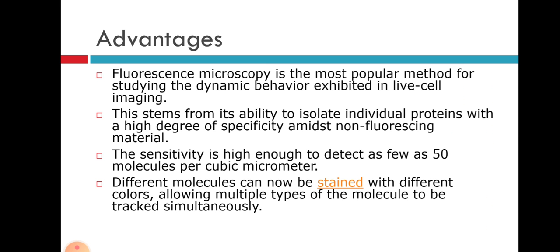Advantages of fluorescence microscopy. It is the most popular method for studying the dynamic behavior exhibited in live cell images. This stems from its ability to isolate individual proteins with a high degree of specificity amidst non-fluorescing material. The sensitivity is high enough to detect as few as 50 molecules per cubic micrometer. Different molecules can now be stained with different colors, allowing multiple types of molecules to be tracked simultaneously.